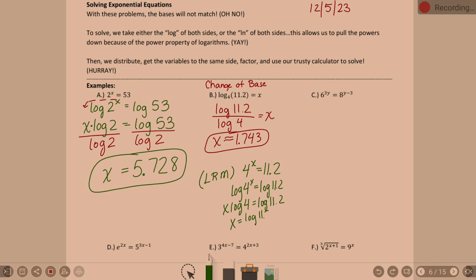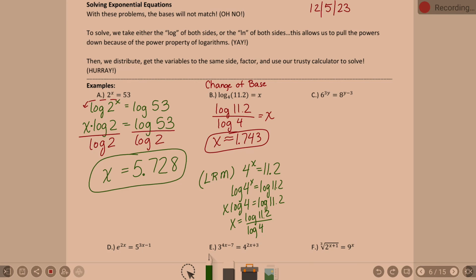Okay, let's look at C. You only got so far on C? C gets a little more challenging. What can I say? You've had your break you in easy now. We've got to work at these. Can we make 6 and 8 be the same base? No, and there's not going to be a yes answer to that ever today. So what are we going to do?